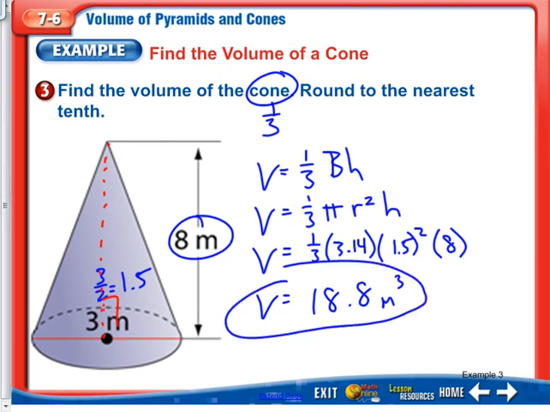So again, the formula is not a whole lot different than our cylinder or prism formulas, except that we have this 1/3 at the very beginning of it. So there's an example of how to find the volume of a pyramid, and then how to find the volume of a cone. So that's your examples for 7-6.